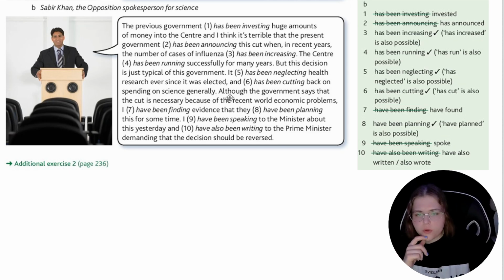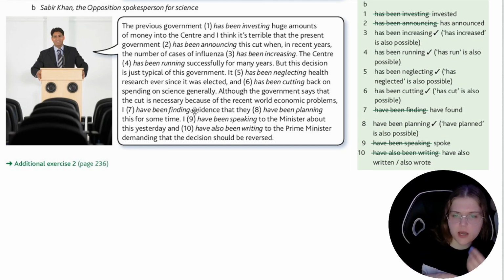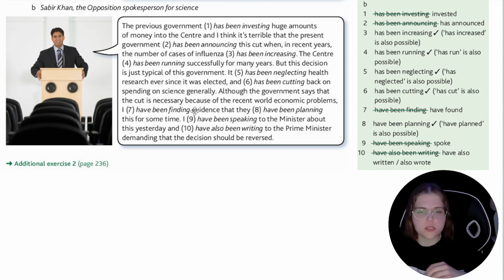Although the government says that the cut is necessary because of the recent world economic problems, I have found evidence that they have been planning or have planned this for some time. I have found is about the results, and they have been planning it for a very long period of time, and they are doing it right now, and they will be continuing it in the future. Present perfect continuous. Have been planning.